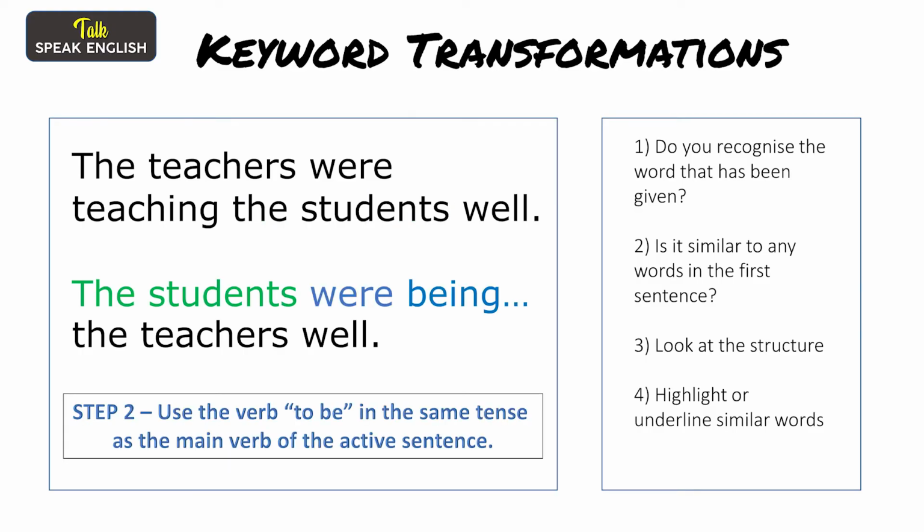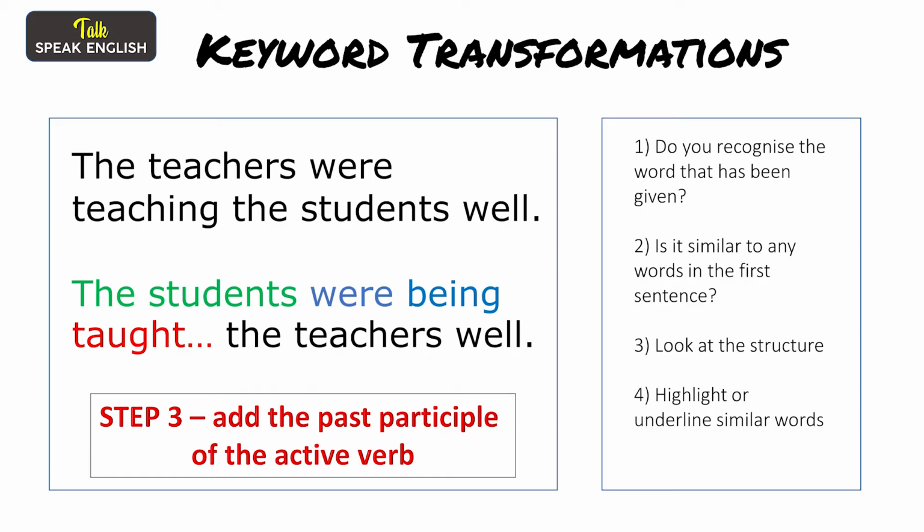Step 2, we have to use the verb to be in the same tense as the main verb of the active sentence. And how do we find that? We need to look for the verb. So we can see that the verb is teaching, and the teachers were teaching. So we have the past continuous. And what we have to do here is transform into the past continuous with the verb to be, were being. Step 3, we need to add the past participle of the active verb.